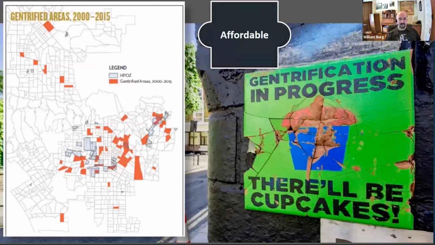We talk a lot about gentrification, displacement of communities from less wealthy populations to more wealthy populations. And so this map was generated showing the HPOZs in light blue and gentrified areas in orange. And we can see that there's a few places where the historic districts and the gentrified areas overlap, but for the most part, they do not. So being a historic district does not necessarily trigger gentrification.